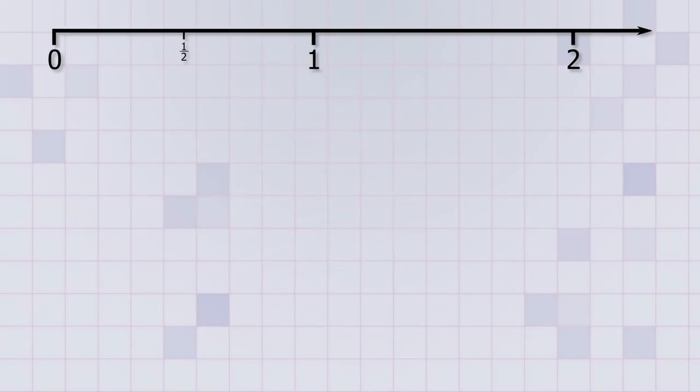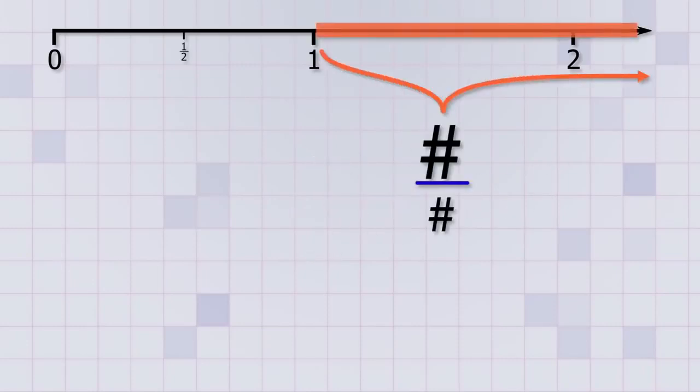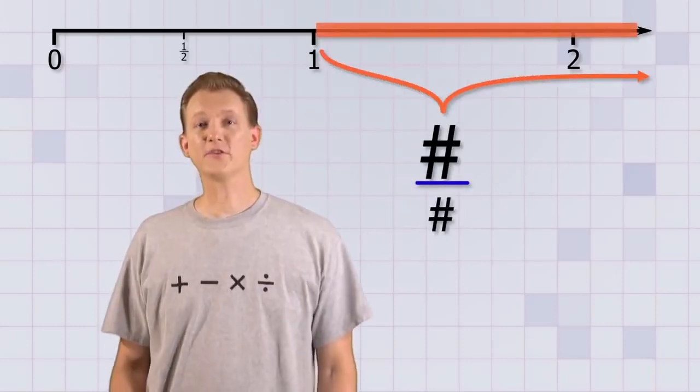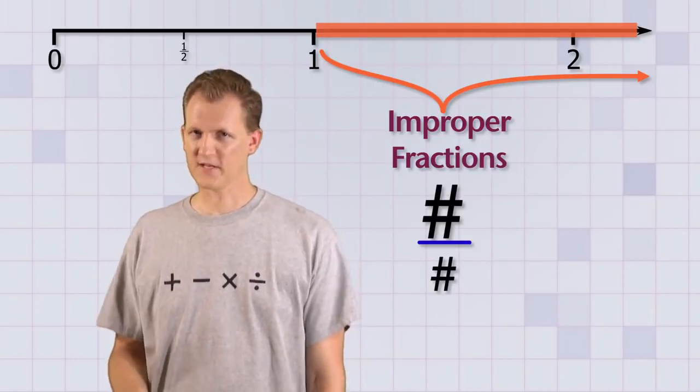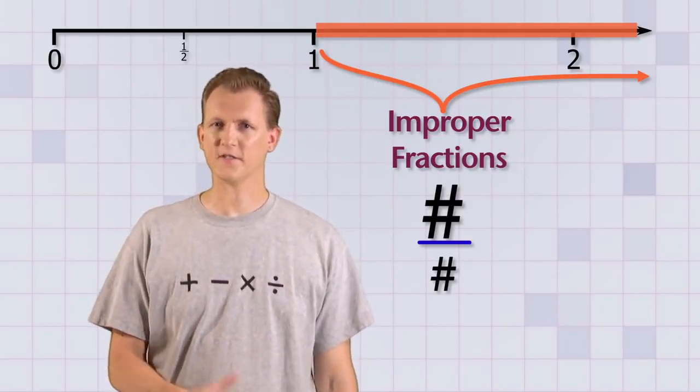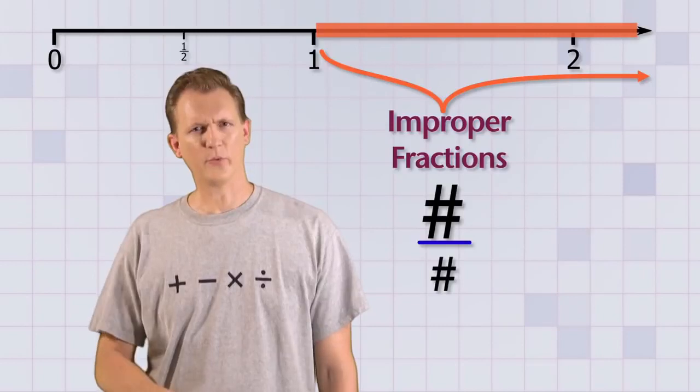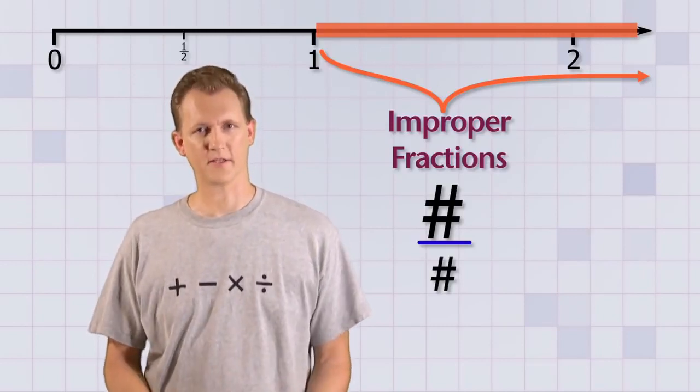Okay, our last rule is this. If the top number is greater than the bottom number, then the value of the fraction will be bigger than 1. That means it'll be somewhere in this section of the number line, which goes on forever. These are called improper fractions, because even though they're written like regular fractions, since their value is greater than 1, they aren't really used to represent smaller parts of things.